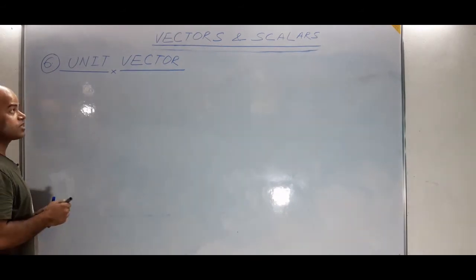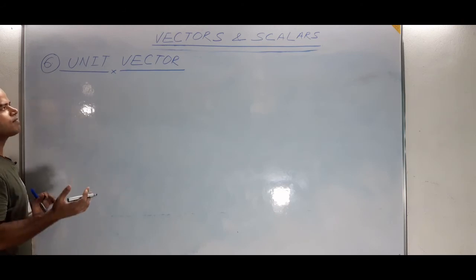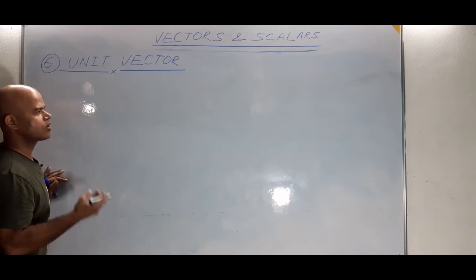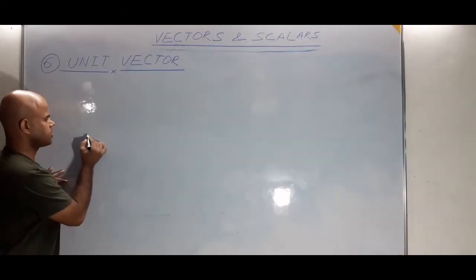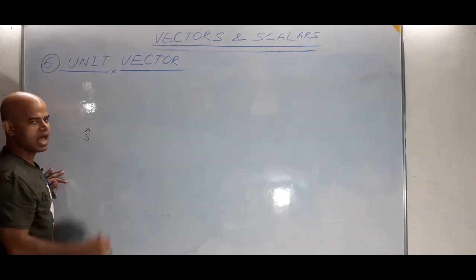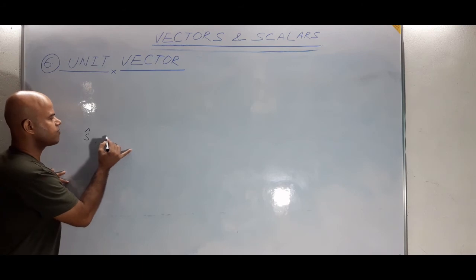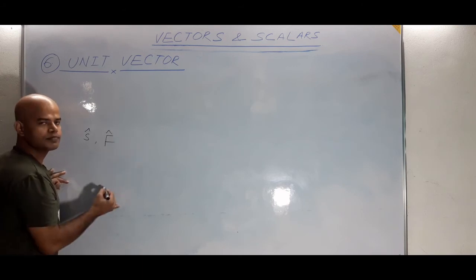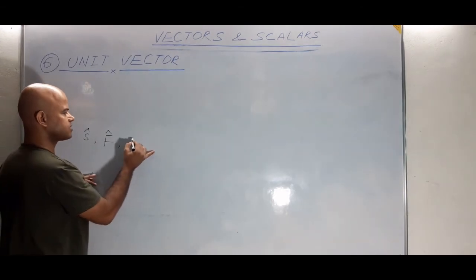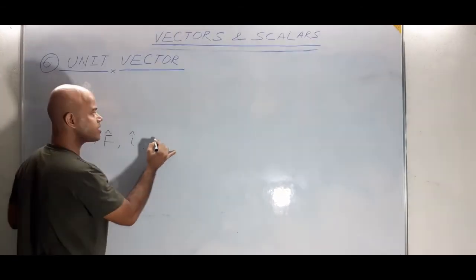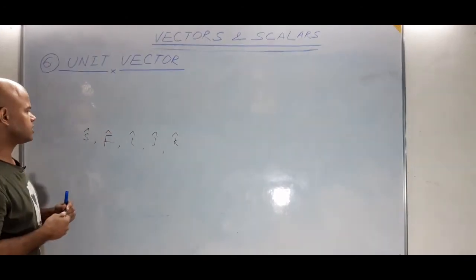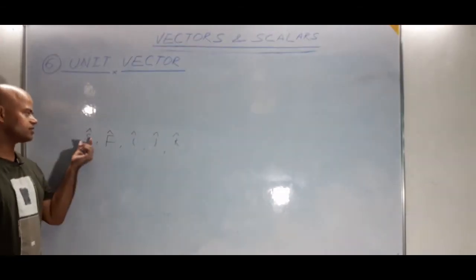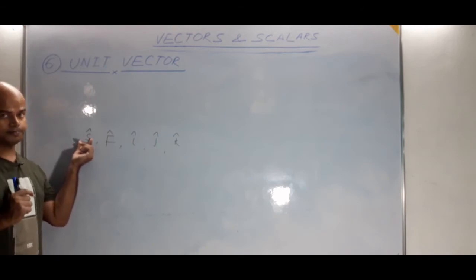How do we represent them? What is the symbolic representation of a unit vector? For example, you want to represent a unit vector along the displacement of an object. So you can put a letter with a cap, S cap. For example, a unit vector along the force, so F cap. A unit vector along x-axis, I cap. A unit vector along y-axis, J cap. A unit vector along z-axis, K cap, and so on. So simply you have to take a letter and put a cap on it. That is how we represent a unit vector. It simply means that this is a vector whose magnitude is 1 unit.